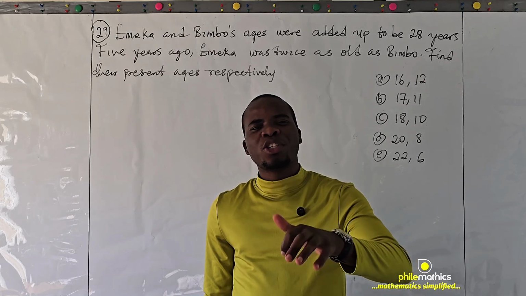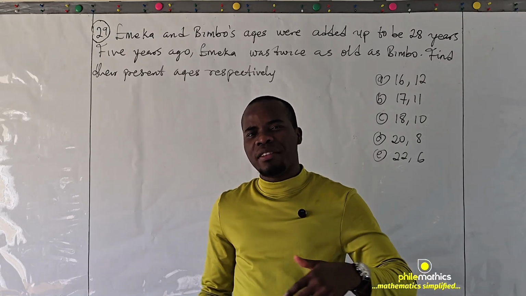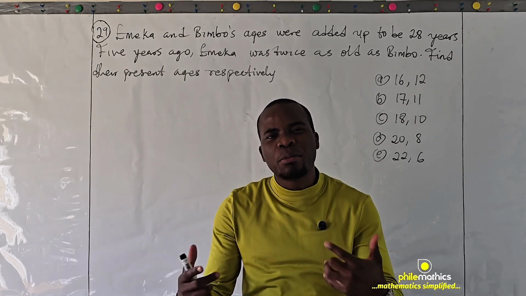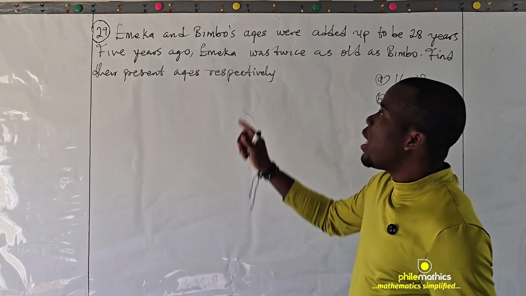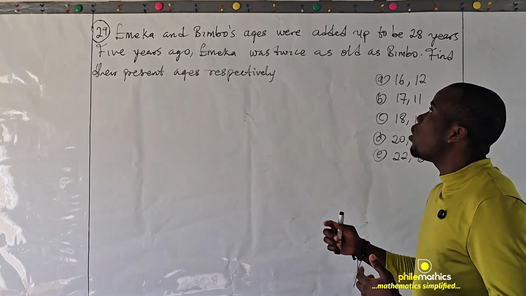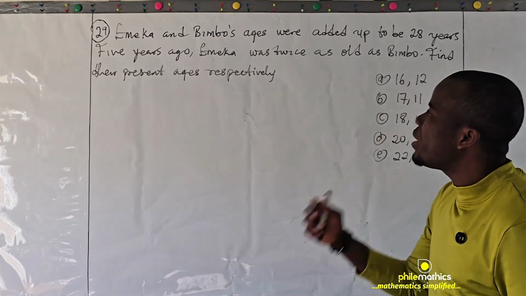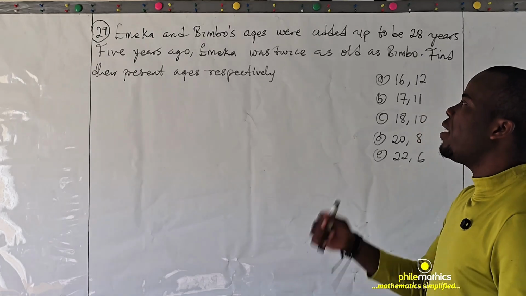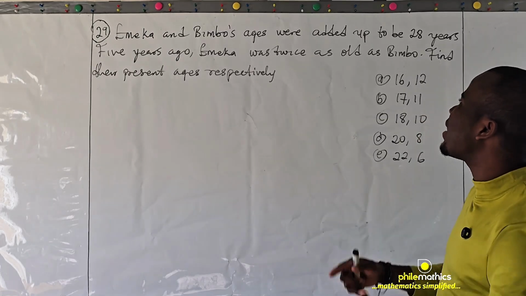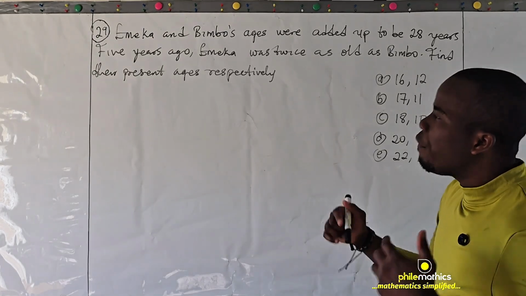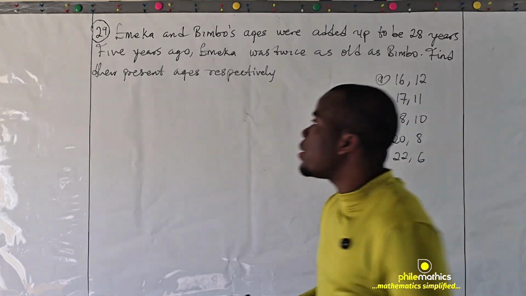The 29th question of NECO 2025 is a word problem on simultaneous equation. It says Emeka and Bimbo's ages were added up to be 28 years. 5 years ago, Emeka was twice as old as Bimbo. Find their present ages respectively.